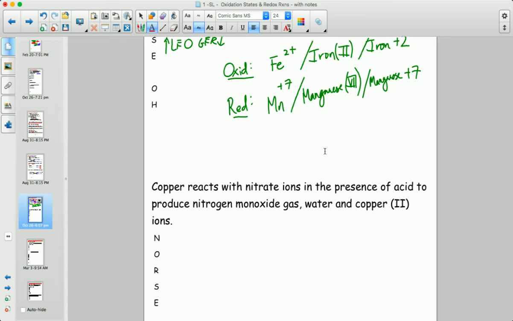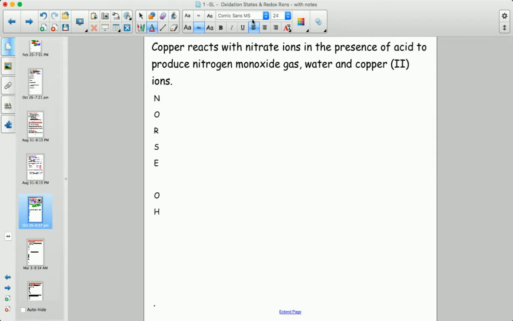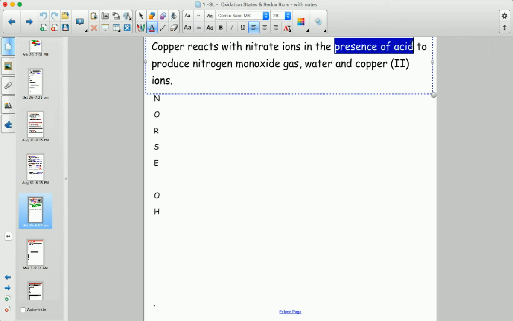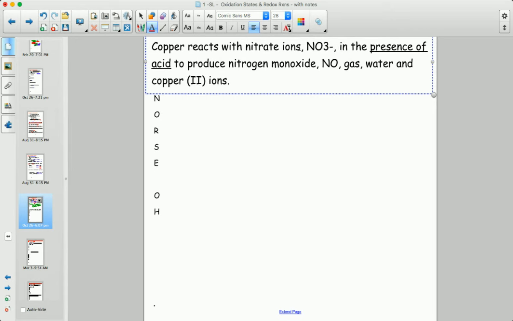So what I want you to do now, if you've watched this video and taken your notes, is go to the next page, and there's this problem right here. We've got copper reacts with nitrate in the presence of acid. So we know that means we can use H plus ions. There's water, nitrogen monoxide gas. Nitrogen monoxide is NO. Just make sure we know the formulas. Nitrate is NO3 minus. In case you didn't remember, I want to make sure you can focus on balancing the redox equation. So we've got copper metal, Cu, copper 2 plus ions.